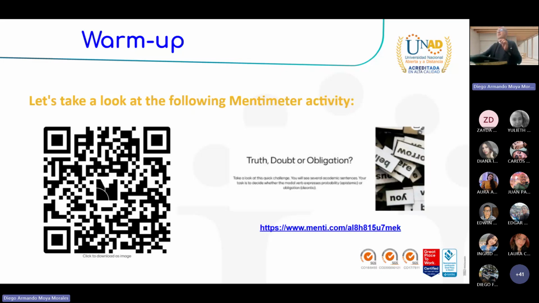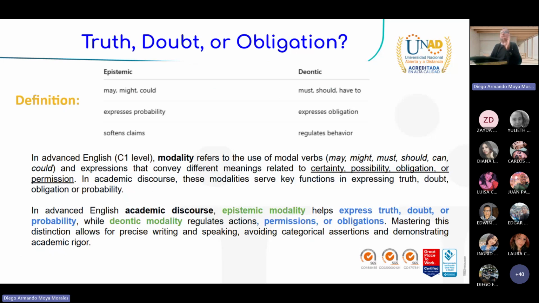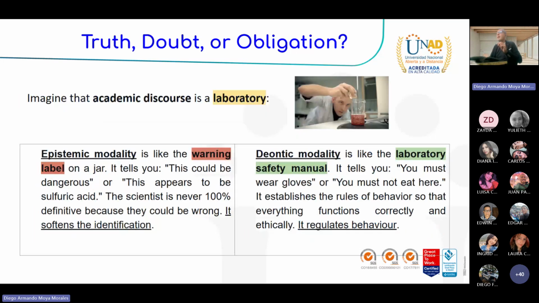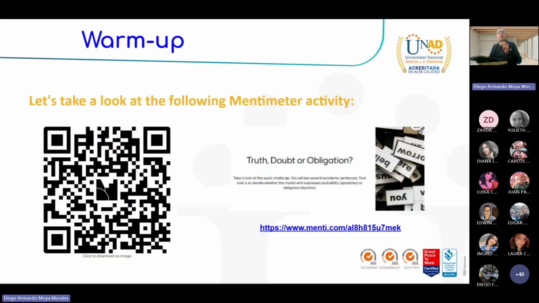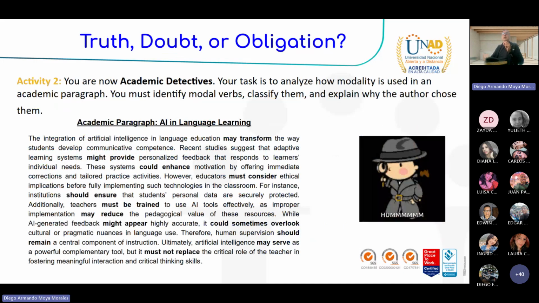Okay. All right, guys. Thank you. Excellent. That was the first thing that I want to show you, so that first of all, you understand the difference between these modal verbs expressing the probability of the sentence or the obligation. Right now, pay attention to this. Let's move on to the next one, to activity number 2.